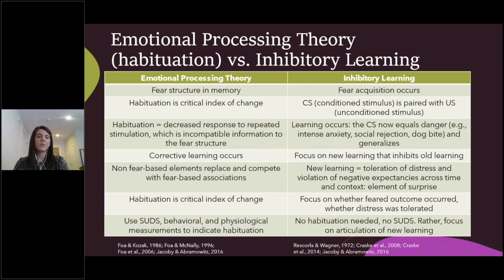We can have somebody have really intense distress in the beginning of session, in the beginning of exposure, and still have intense distress when they leave. What we care more about is the articulation that the client can give us of their new learning and this element of surprise.